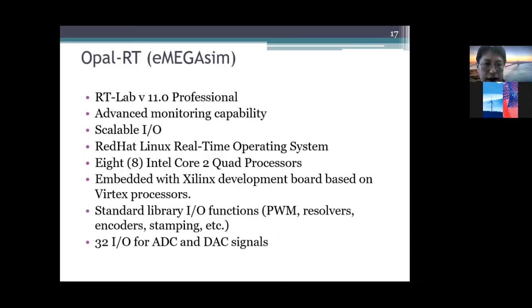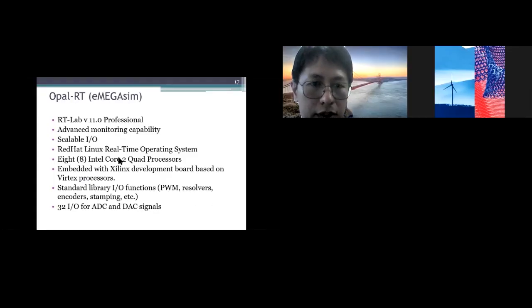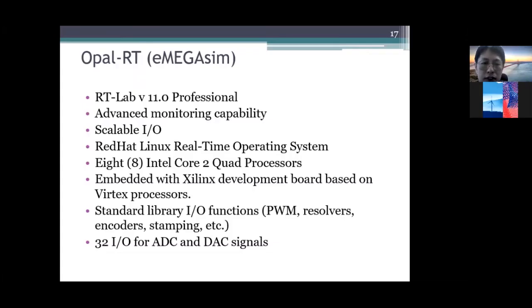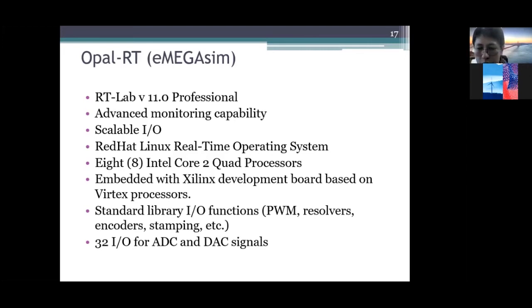Just a preview of the specifications. We have RT-LAB version 11, which is actually software. We also have advanced monitoring capability, scalable I/O, and the operating system used by the eMEGAsim is Red Hat Linux. This machine is composed of high-powered Intel Core processors. Also embedded is a Xilinx development board if you want to use an FPGA inside. There are some functions that you can use to produce analog or even digital signals, or to analyze signals such as a resolver if you're doing some motor control, or PWM. And of course, 32 I/O, ADC, and DAC signals.